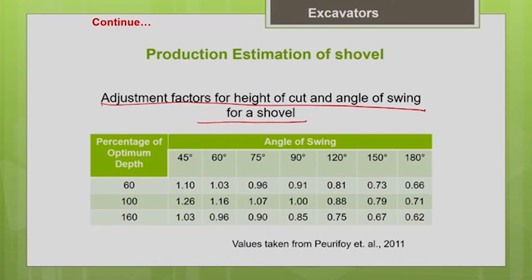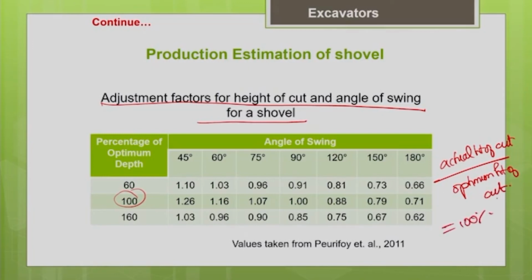As I told you, if the actual height of cut is the same as the optimum height of cut, the percentage is 100%. How do you calculate the percentage? Actual height of cut divided by optimum height of cut for the particular machine. If this percentage is 100%, it means actual height of cut and optimum height of cut are the same. So in that case, you need not apply any correction factor.